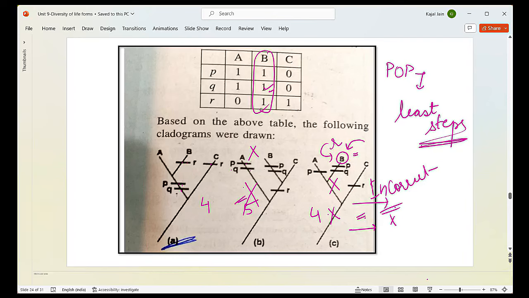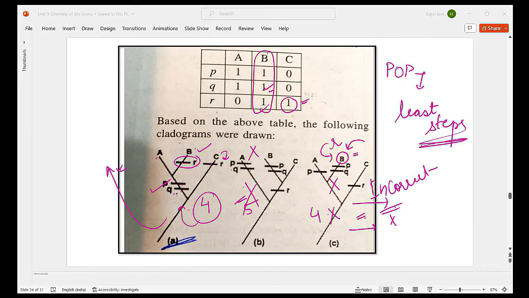And with this, I can reach my correct answer as option number A. That is, A is the only cladogram possible because A and B is having P and Q shown. B is having R as well. They have depicted it. And C is having only R. So they have used least number of steps to showcase all of the information possible.